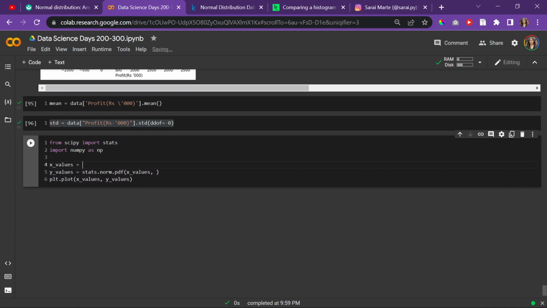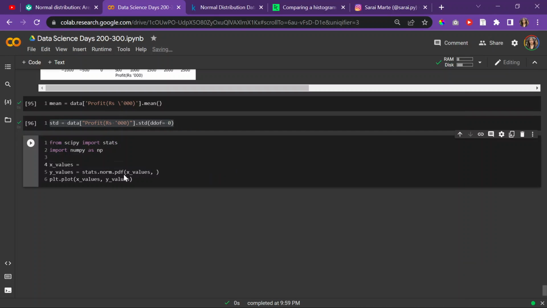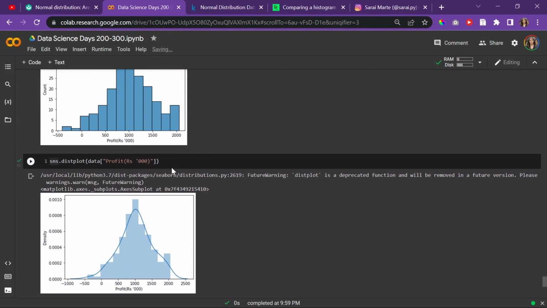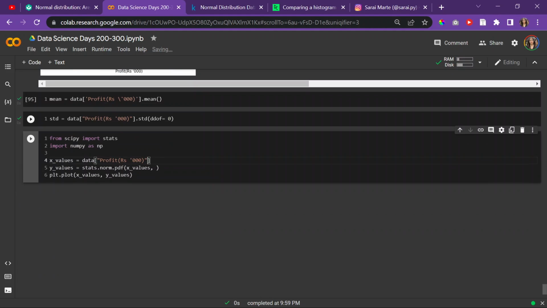Alright, so did I unpause? Yeah. Okay. Where was I? So, my x values, I would usually create my own x values, but because we have data, I think I could just pull straight from the data. So my x values are going to be the profit. And then for loc, which is the mean, I'll put my mean variable.